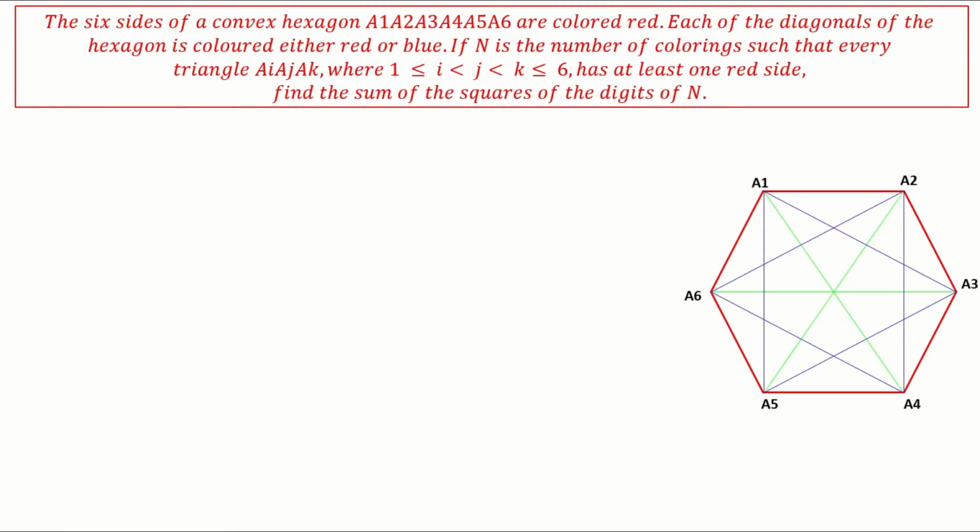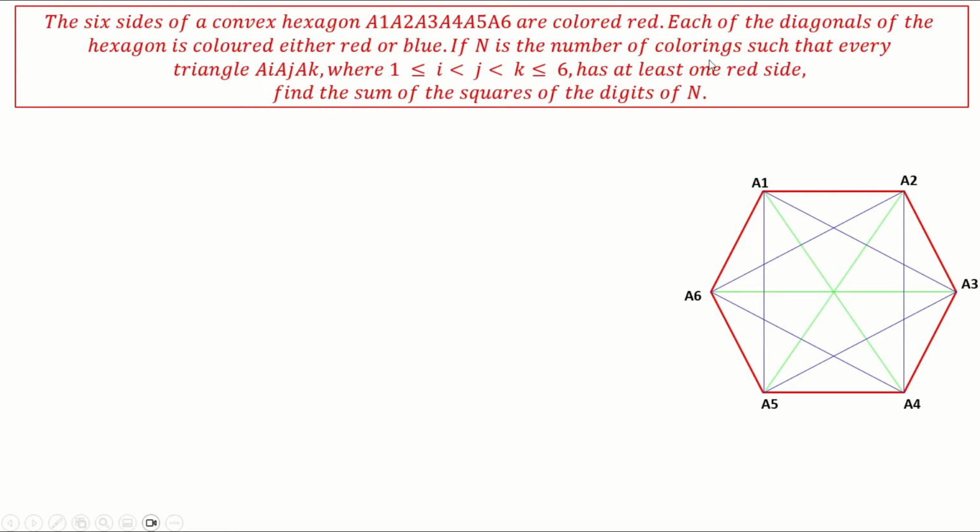So the question is, let's look at the diagram and understand. The 6 sides of convex hexagon A1 to A6 are colored in red. Each of the diagonals of the hexagon are colored either red or blue. These are all the diagonals I drew. There are 2 types of diagonals. One is exactly opposite diagonals, which are in green, and the other diagonals which are in blue color. These diagonals are colored in either red or blue.